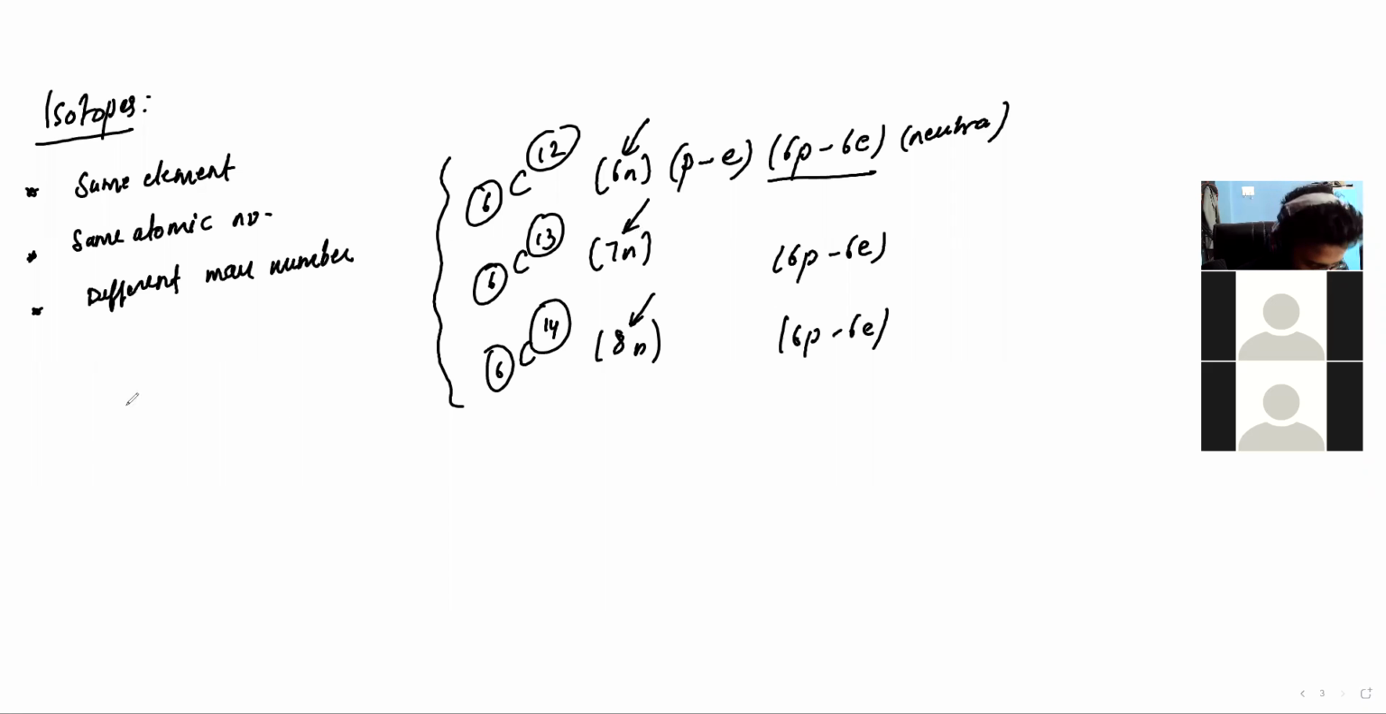So there are isotopes of hydrogen as well. 1H1, 1H2, 1H3. यसलाई प्रोटियम भन्छ, यसलाई deuterium भन्छ, deuterium, and this is called tritium.